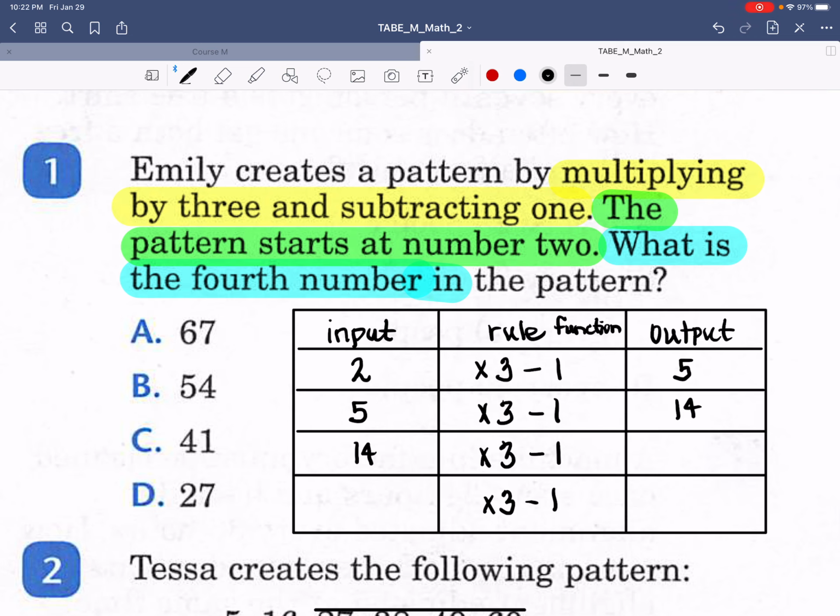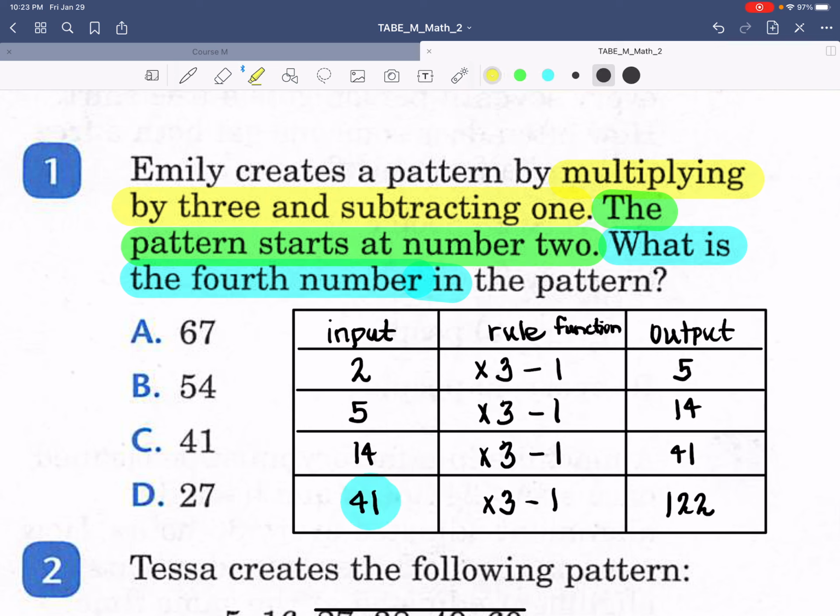I am going to use my calculator here. 14 times 3 is 42, minus 1 is 41. And 41 becomes the fourth input. 41 times 3 is 123, minus 1 would be 122. But that is the farthest that I have to go. 41 is the fourth number.